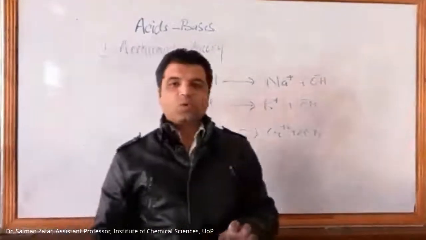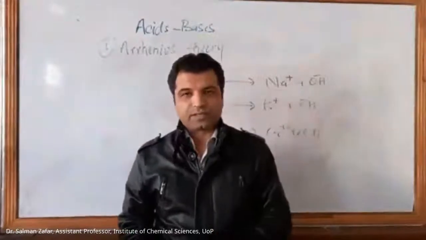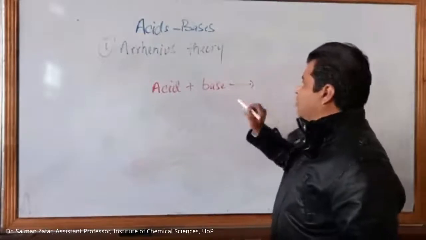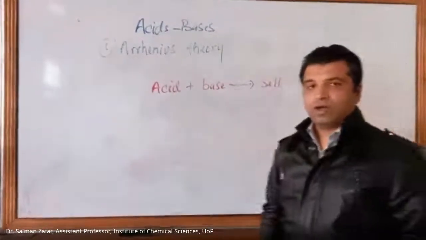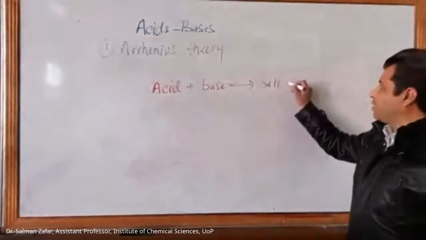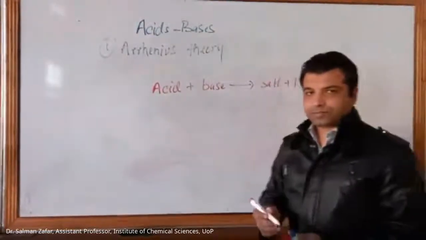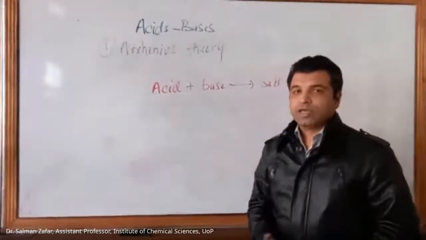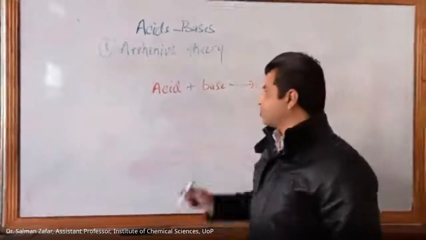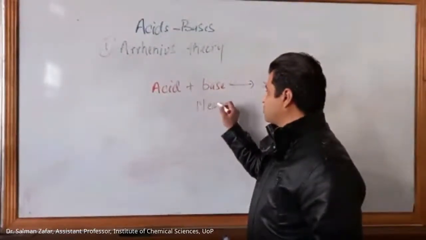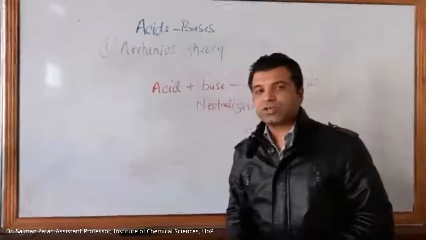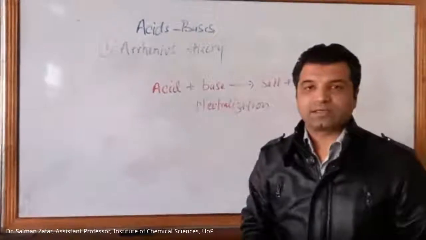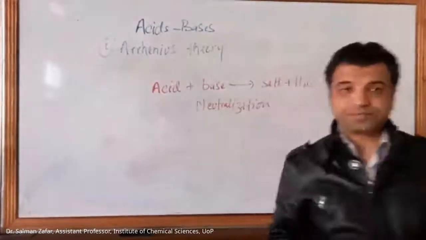Now what happens when an acid reacts with a base? We have the formation of a salt and water. So an acid reacts with a base to form salt and water. And such type of reactions are usually known as the neutralization reactions. What neutralization means is that an acid has neutralized a base, or a base has neutralized an acid.